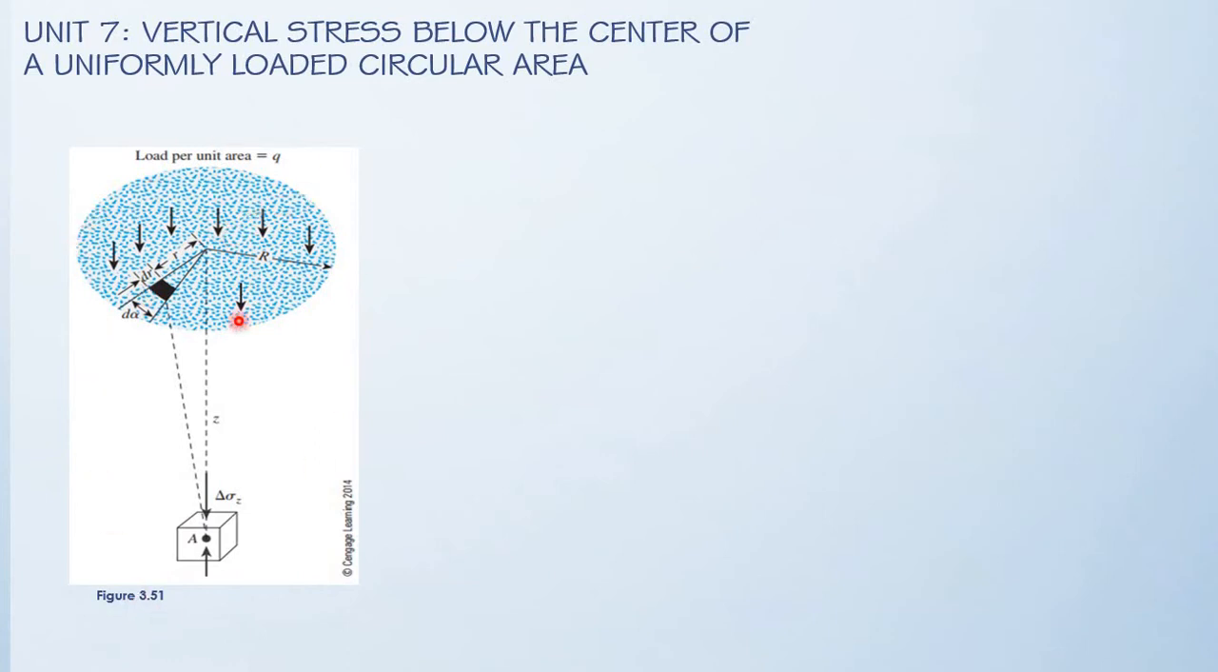So we have here a circular load, and from the title itself, the point of consideration has only one definite location, which is below the center of a uniformly loaded circular area. So it is always at the center and it has no other location. For the other location, that would be another topic. For this particular module, the point of consideration is always below the center of the circular area.